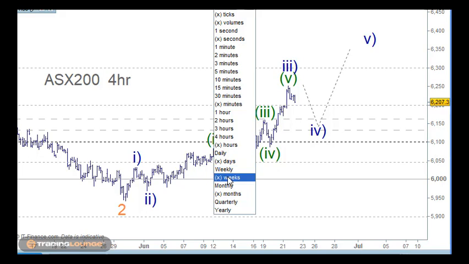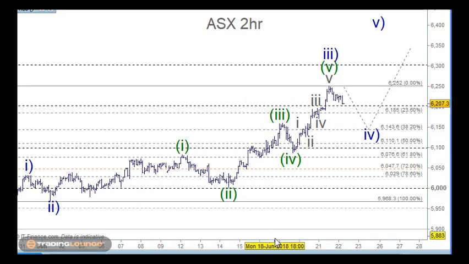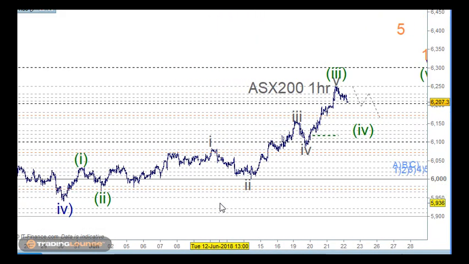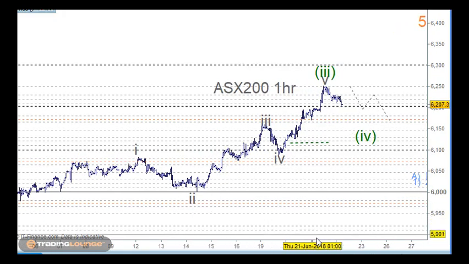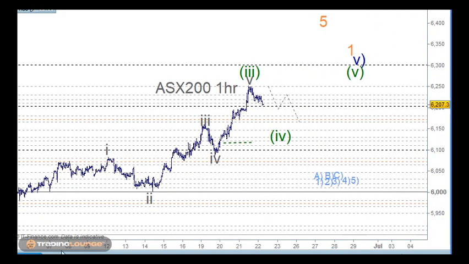So this is a very conservative count here. On the 2-hour chart, just drilling in, it's still the conservative count, still the same count, but still pulling back into this area here. The 1-hour chart here is a little bit different in this particular instance.